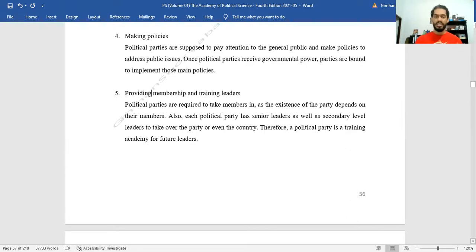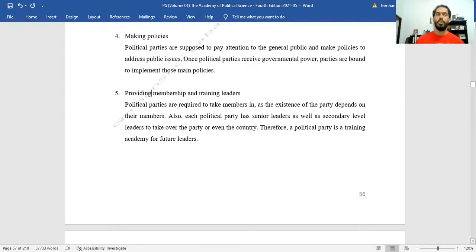Then you say, this is our policy about education, this is our policy about fishery, this is our policy about agriculture, this is our policy about finance, this is our policy about defense. This is what we would do regarding this area if we have the power. So that's what you call making policy.